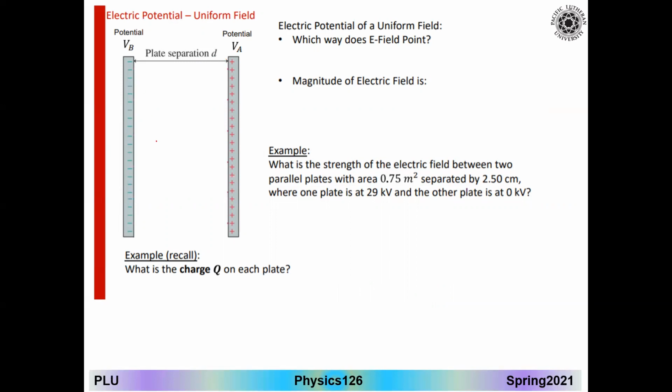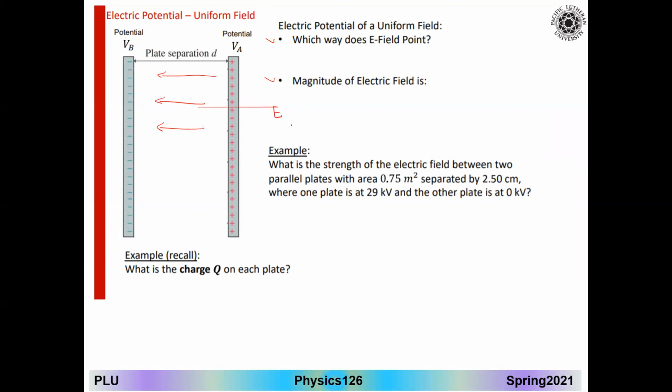Here we have two plates, a capacitor. The first question asks what the field direction is. As we know, it points from the positive charge to the negative charge, so this is the direction of the electric field. The second one asks you to find the magnitude of the electric field. This depends, as we mentioned in the previous slide, on the electric potential between the two plates.